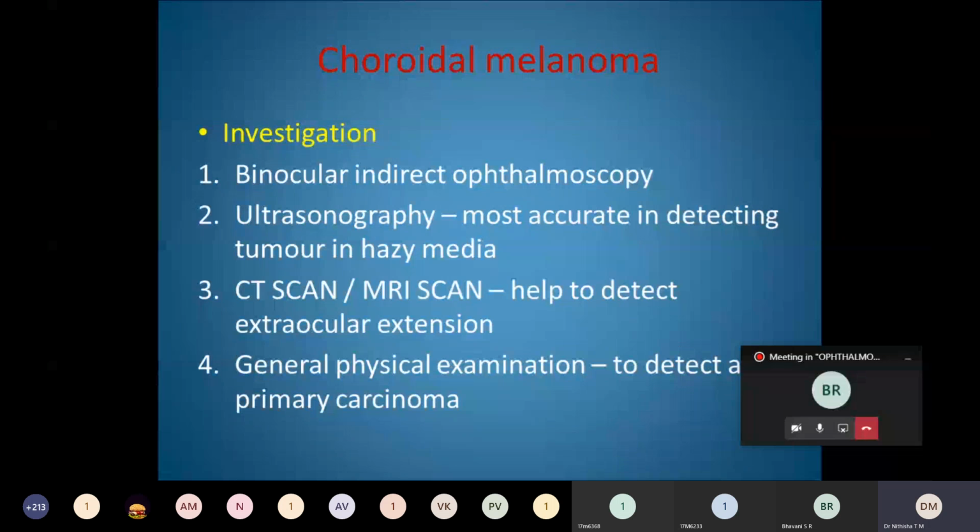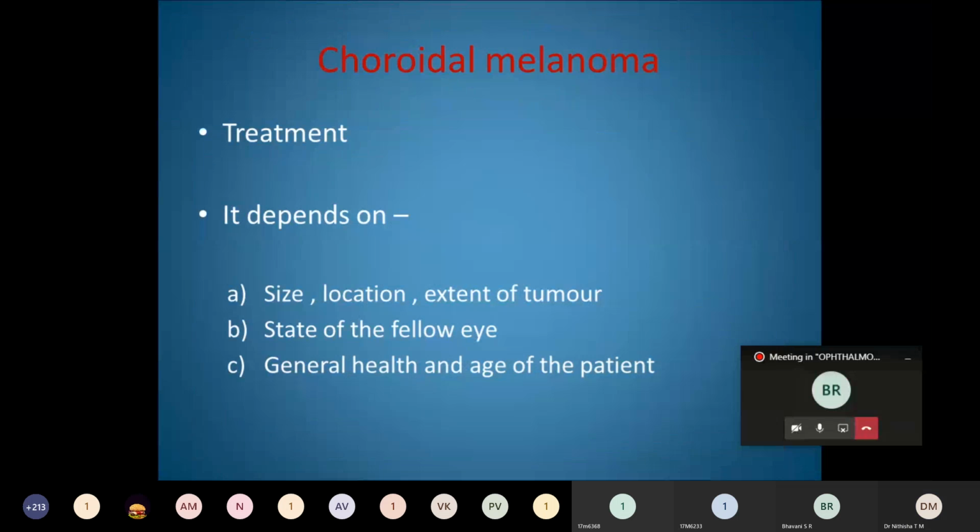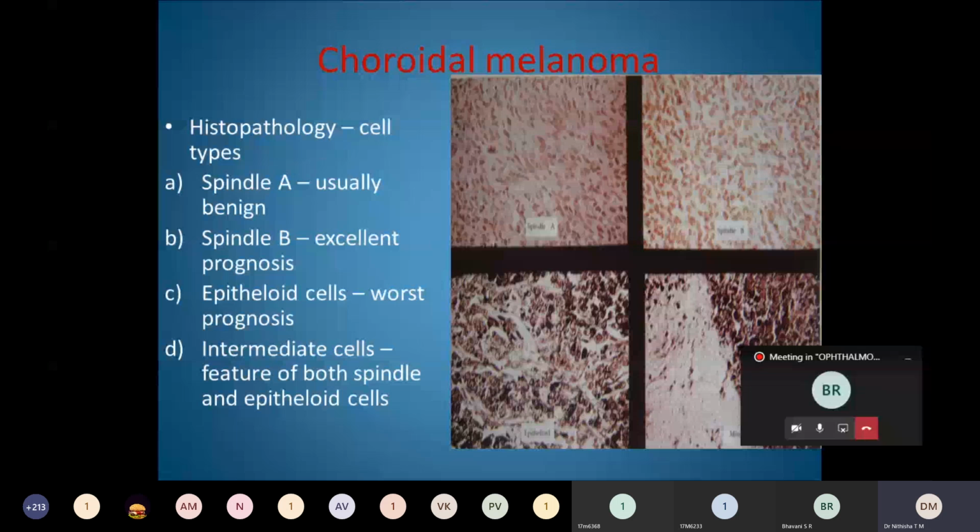Choroidal melanoma investigations: binocular indirect ophthalmoscopy. Ultrasonography is most accurate in detecting the tumor in hazy media. CT scan or MRI scan helps in detecting the extraocular extension. Fourth is general physical examination. It's very important to detect a primary carcinoma. This is a B scan of a large choroidal melanoma. Choroidal melanoma treatment depends on the size, location, extent of the tumor, state of the fellow eye, general health and age of the patient.